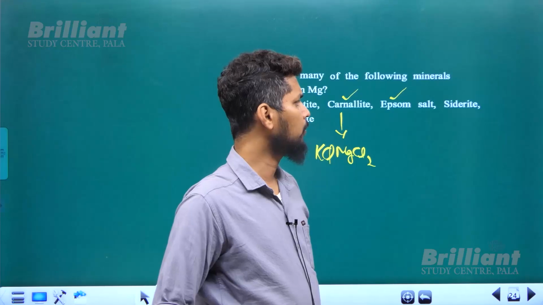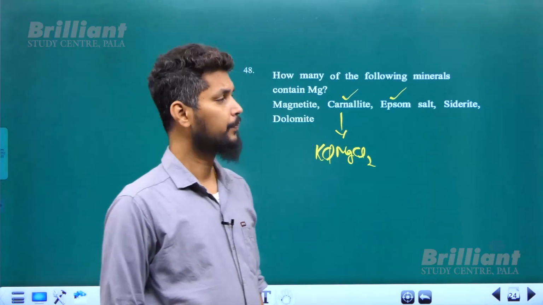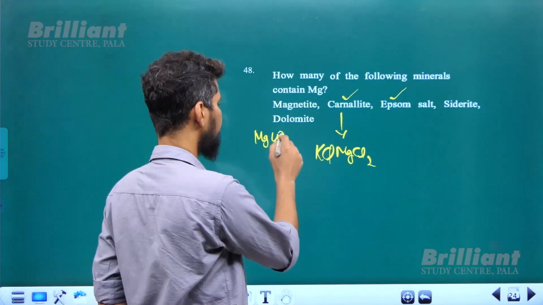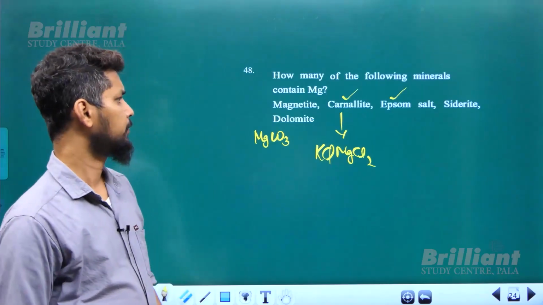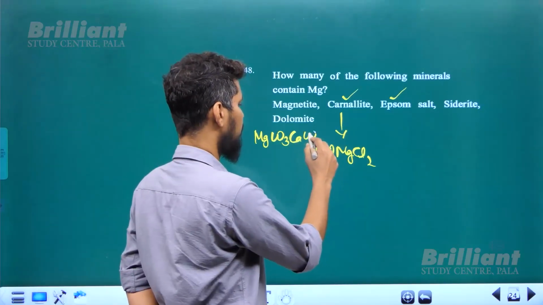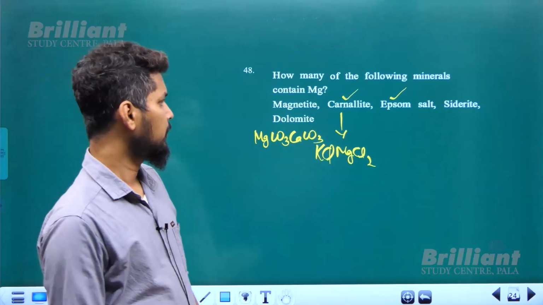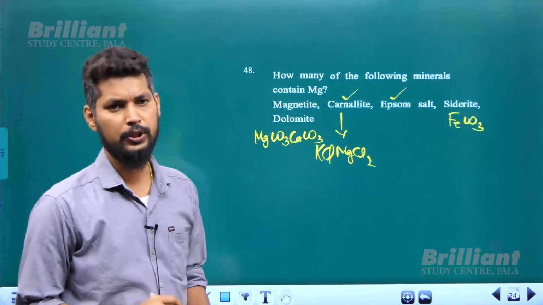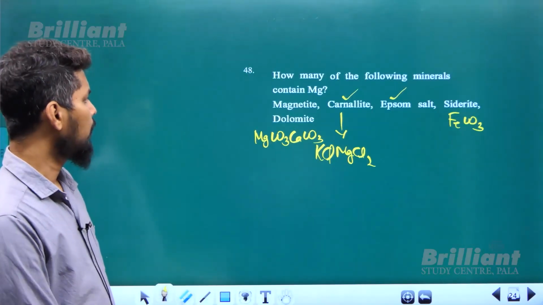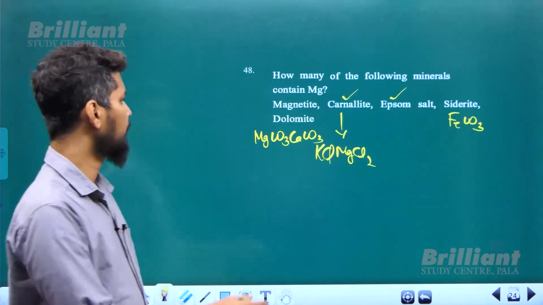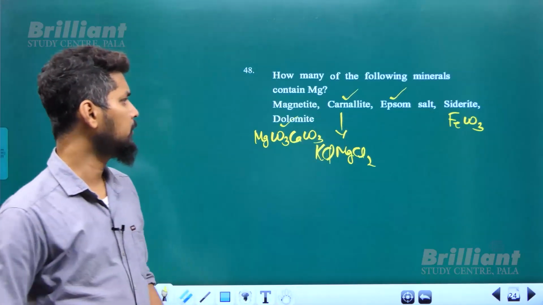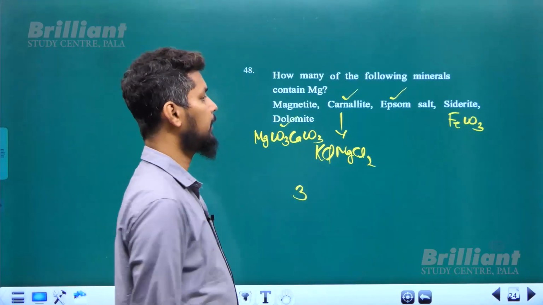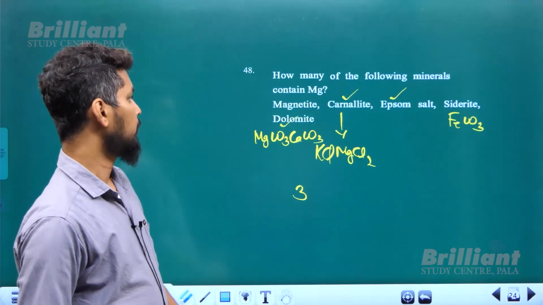Then dolomite consists of magnesium carbonate and calcium carbonate. And siderite is FeCO3. It's not a copper ore, it is actually iron carbonate. So among these, carnallite, Epsom salt, and dolomite, these three contain magnesium. So the correct answer will be 3. Magnetite and siderite, no.